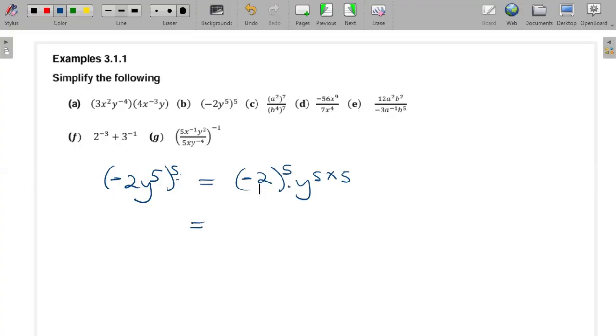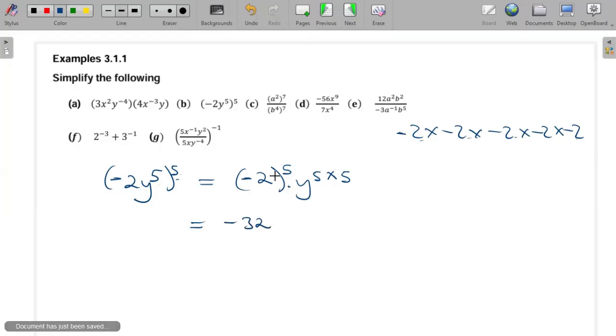Now here, 2 raised to the power 5. So it's negative 2 raised to the power 5. This means I'm multiplying negative 2 times negative 2 times negative 2 times negative 2 times negative 2. That's 1, 2, 3, 4, 5. And this gives me 32, now it gives me negative 32. So if you have a number with a negative sign raised to an odd power, it will always be negative.